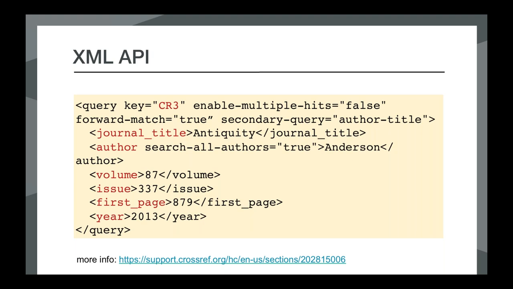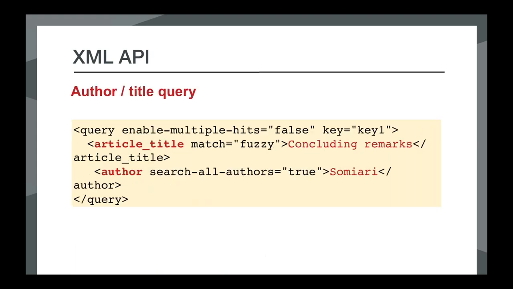The query key usually corresponds to your reference numbering format. You can also refine your query by requesting fuzzy matching on an author name, for example, or you can ask our query engine to do an author and article title query if a full metadata query doesn't find a match. You can also submit a separate author and article title query. These aren't as accurate as full metadata queries, as it's not uncommon for an article to be published in multiple journals or as book chapters, but it's an option.